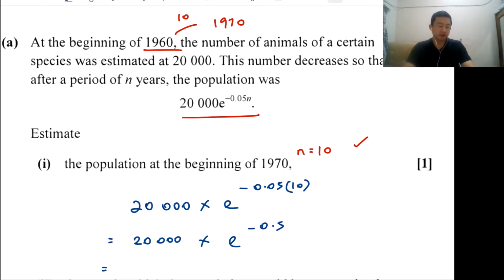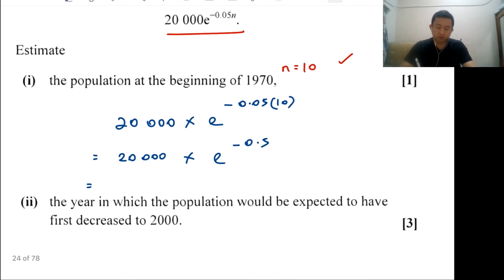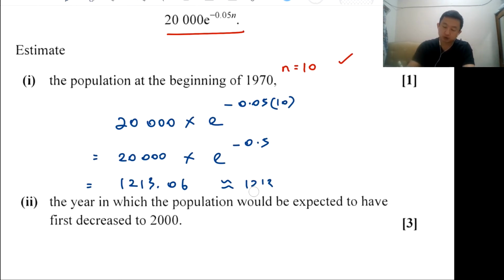This is population, right? Because I got 1213.06, and since this is a population, you have to write the whole number. So we just take 12131 as the final answer. Or 20,000 times that, sorry. 12131.06, round it off to whole number, 12131.